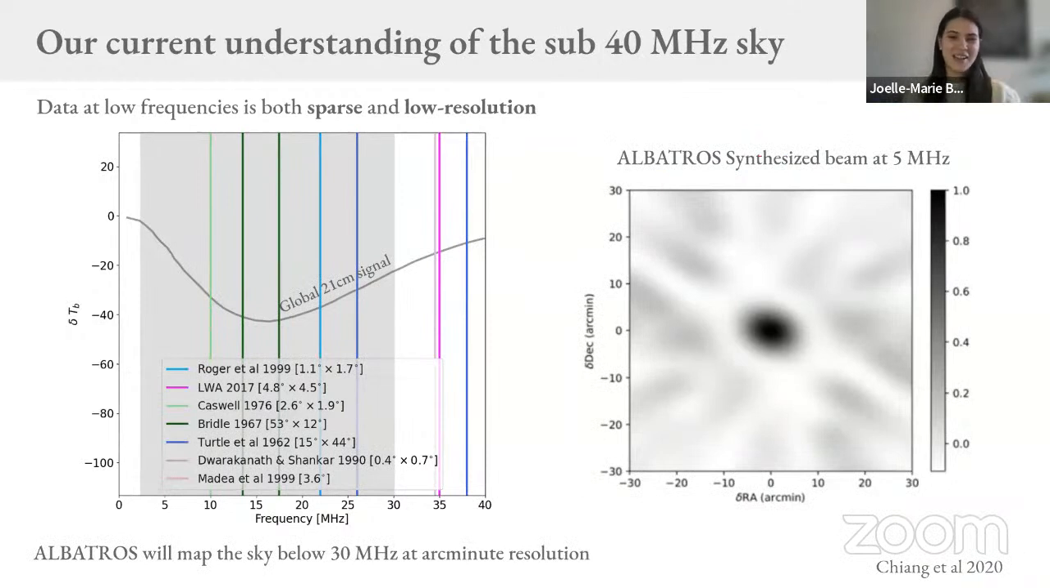Here in light gray, I've outlined the target frequencies for Albatross, which range from 1 to 30 megahertz. And with the planned antenna locations, Albatross is going to achieve arc minute resolution. And here on the right, I'm showing the synthesized beam at 5 megahertz for those planned antenna locations that I showed a couple of slides back.